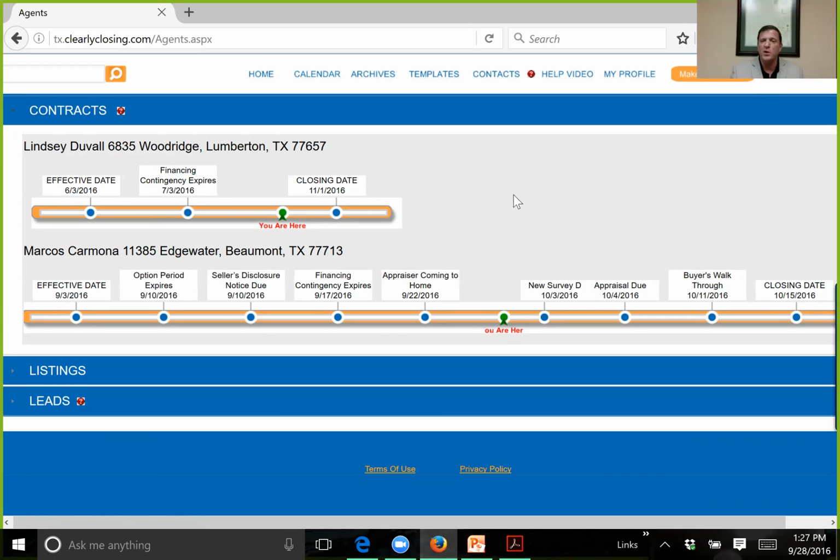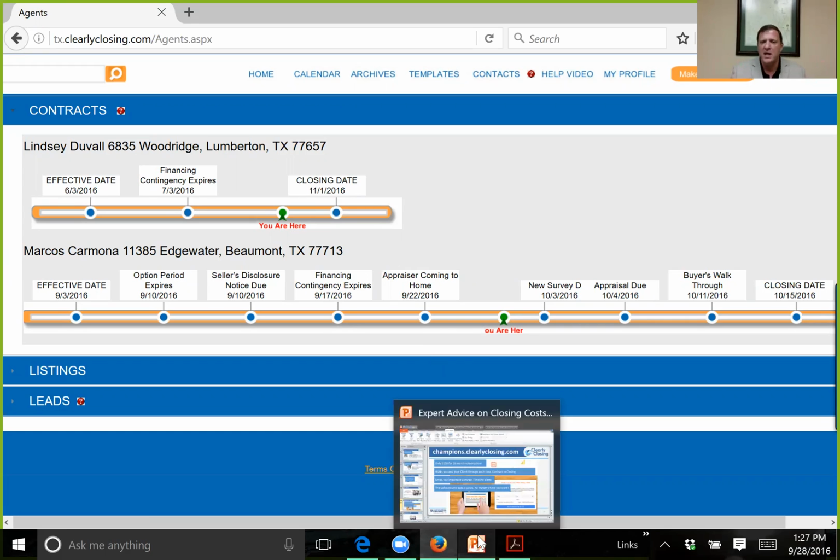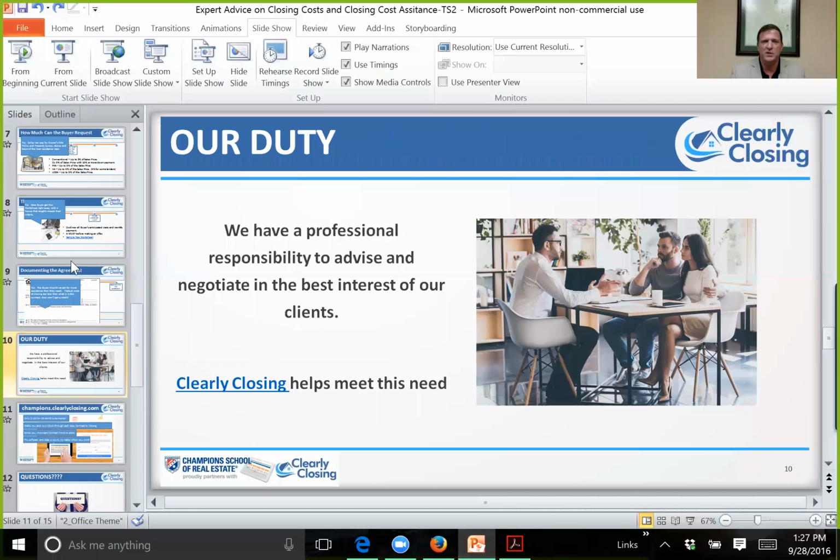Excellent. Thank you, Roy. I appreciate you saying that. And Clearly Closing has so many more different features for you to be aware of. Here's a little timeline snapshot for you to keep up with all the dates for every one of your transactions. And it's got a contact management system built into it too.